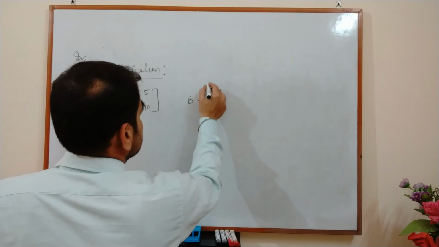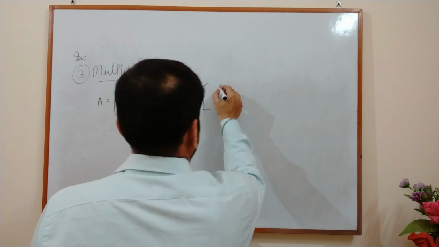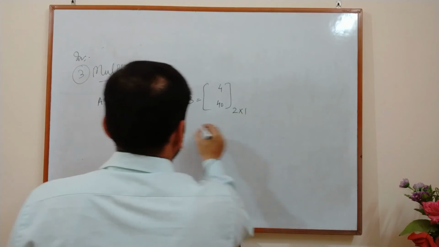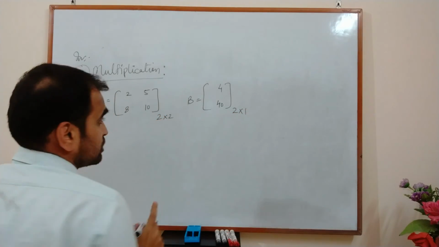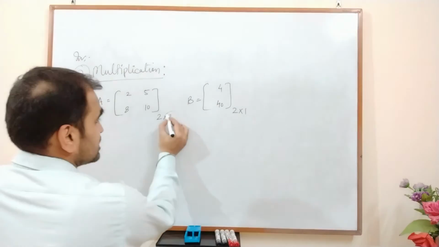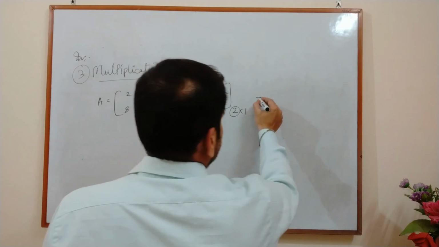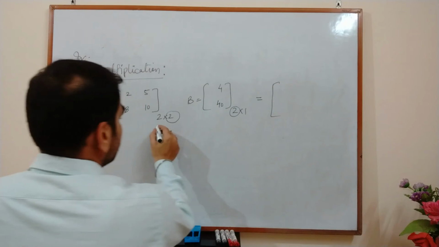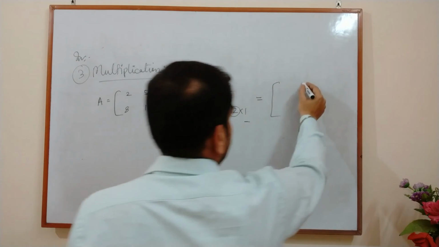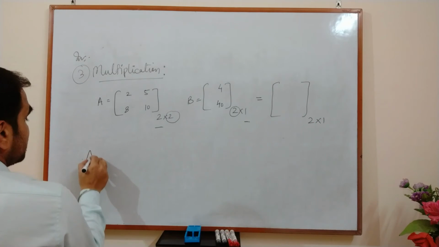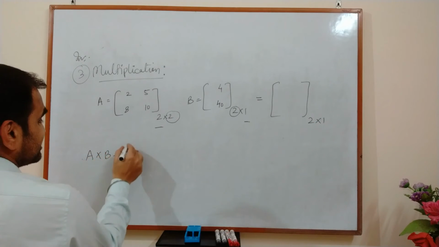and matrix B of order 2 rows and 1 column. This is 2 cross 2. So for the matrix multiplication, this number must match with this number. Yes, they are equal, and the resultant matrix that we will get will have 2 rows and 1 column. So the output will be like this. So what will be the multiplication of these two matrices?